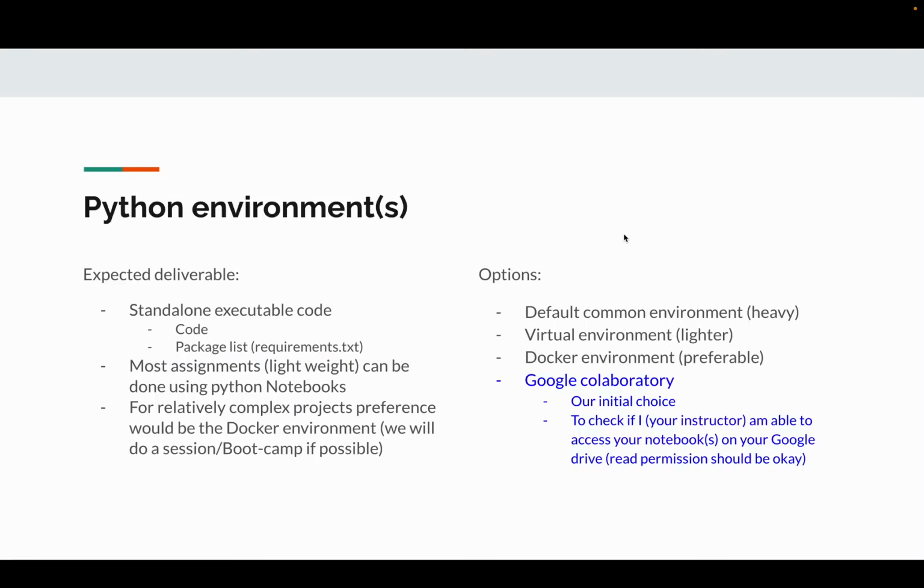If you are familiar with Python, you are using some form of Python environment, and we have your default environment. Then we have a virtual environment. This is one Pythonic way to separate environments between applications, which is lighter than the common global environment. And then there are some advanced mechanisms, for example, using a Docker environment. Now our preferred choice is the Google Collaboratory environment.